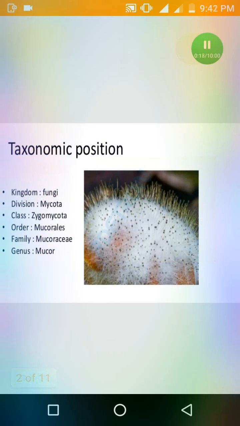Taxonomic position of Mucor. Kingdom, division, class, order, family, genus. Kingdom Fungi. Division Mycota. Class Zygomycota. Order Mucorales. Family Mucoraceae. Genus Mucor.